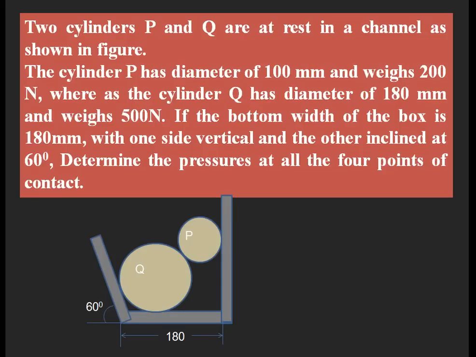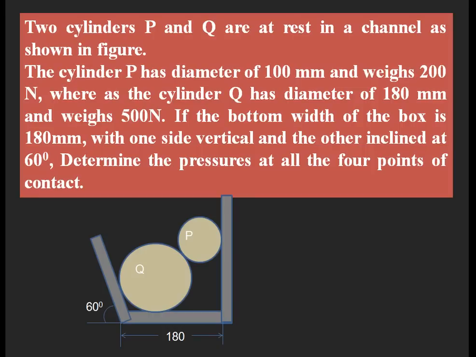Today we are going to discuss again how to apply Lamy's theorem by analyzing the free body diagram. In this problem, two cylinders P and Q are given, resting in a channel as shown in the figure. Cylinder P has a diameter of 100 mm and weighs 200 newtons, whereas cylinder Q has a diameter of 180 mm and weighs 500 newtons. The bottom width of the channel is given as 180 mm, and the inclined side is inclined at an angle of 60 degrees.